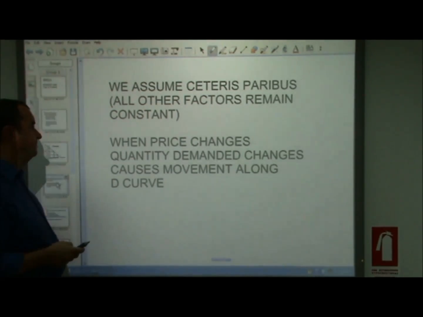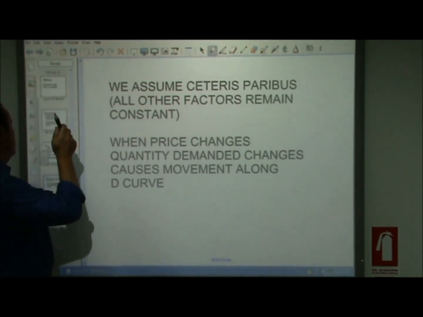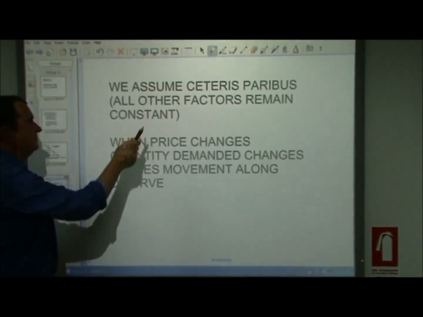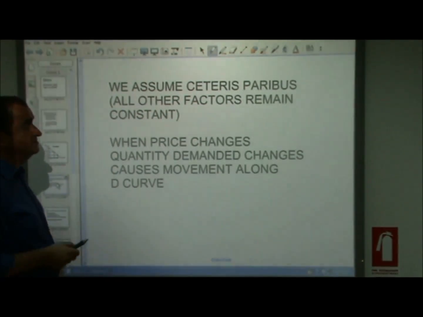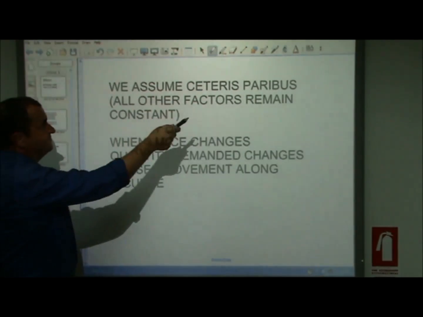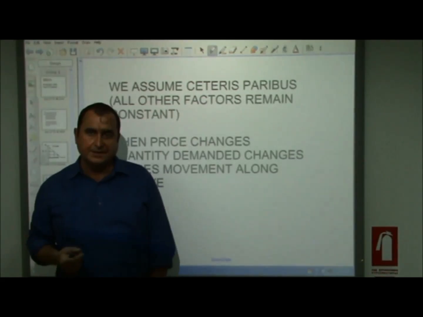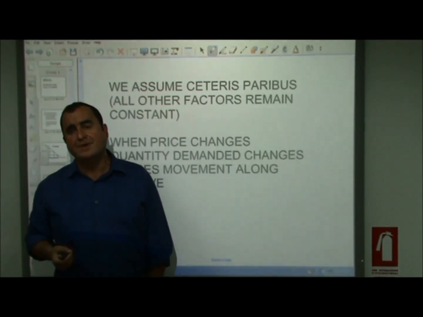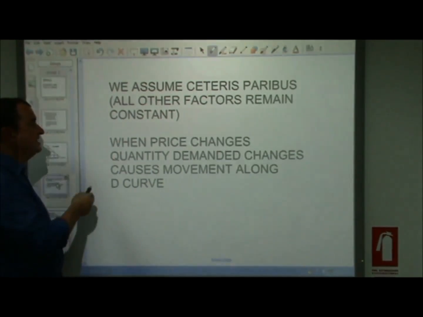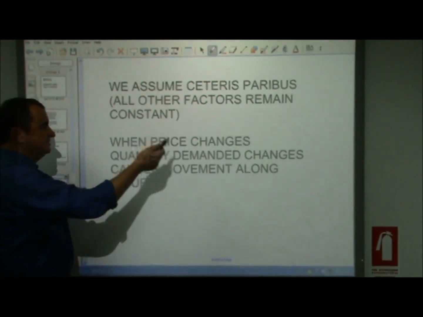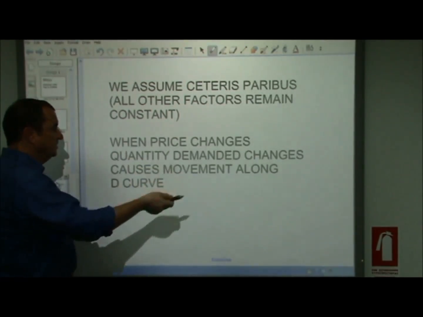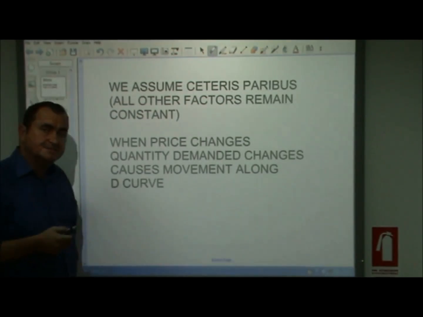We assume ceteris paribus. This phrase, ceteris paribus, is Latin and it means all other factors remain constant. When we are looking at demand, we're assuming that all other factors are remaining constant. When price changes, quantity demanded changes, and it causes a movement along the demand curve. And that's what we just saw.